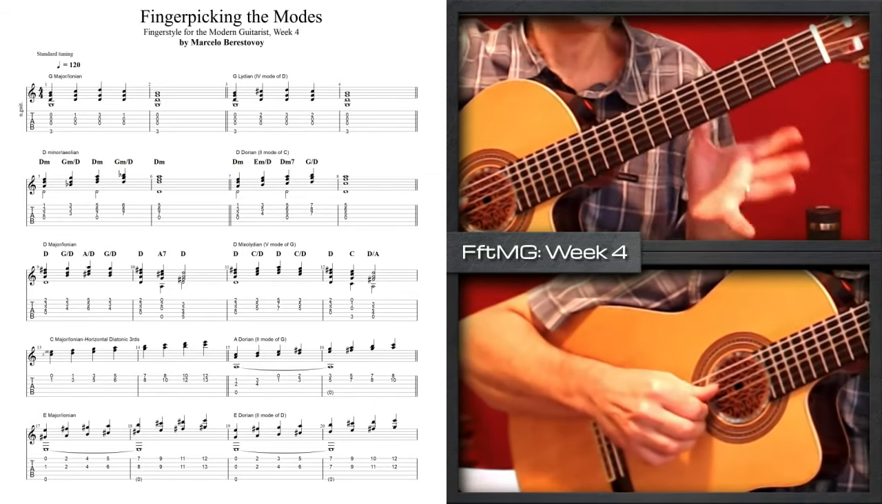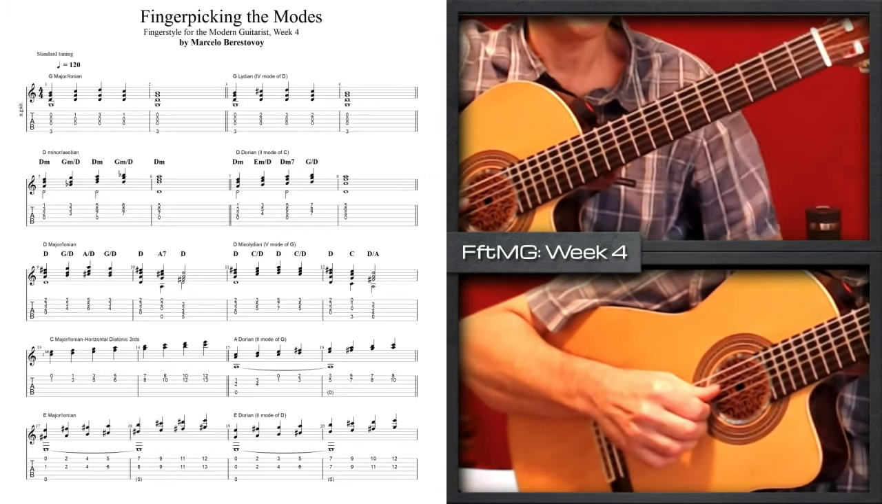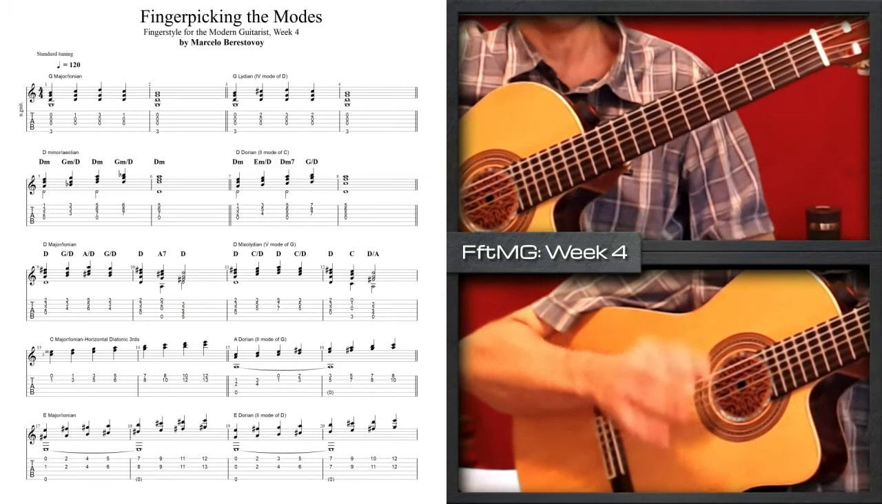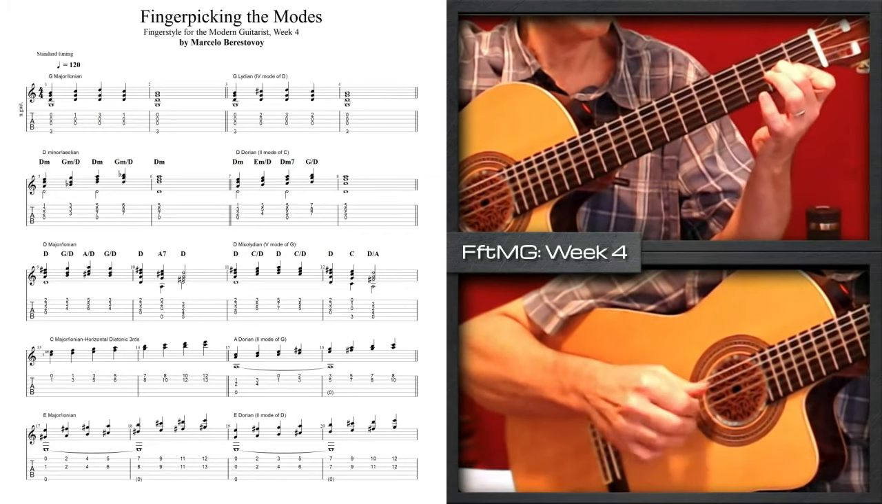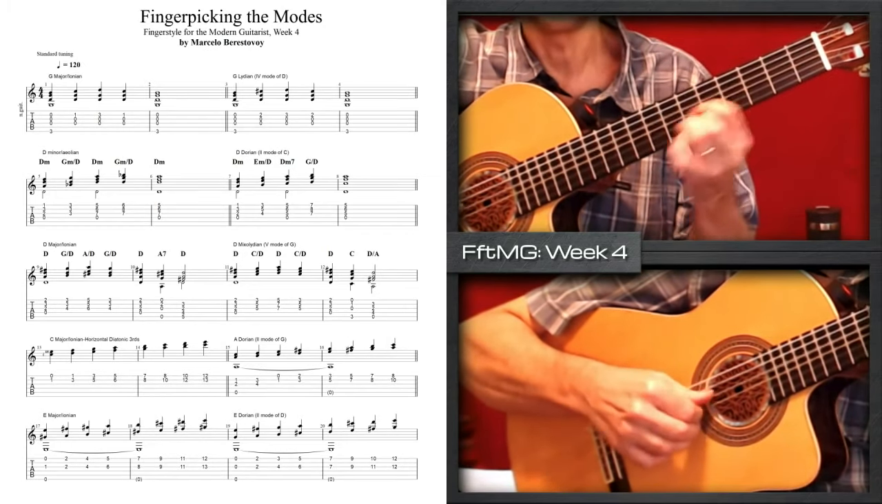Start observing the triads too, how you have triads that are moving. In all the modes you're going to find triads that move in a certain way and that can really give you the color of that mode.